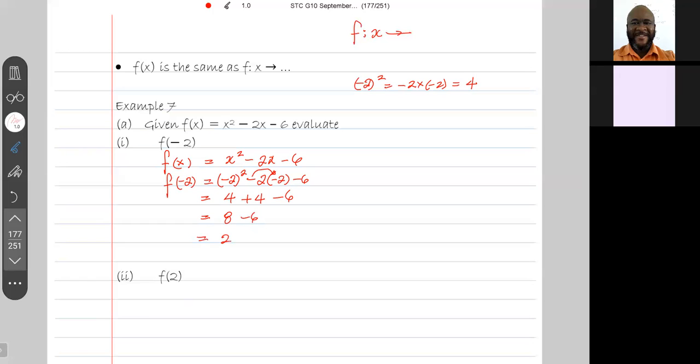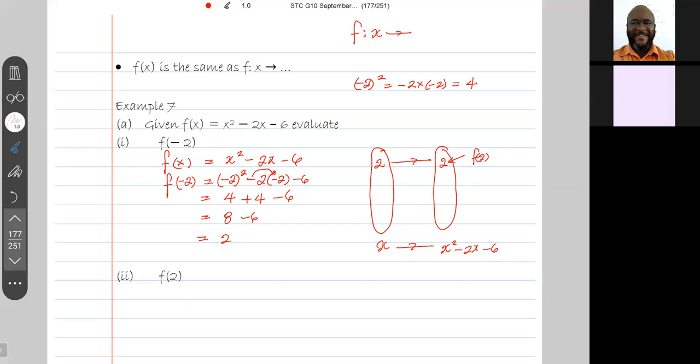So can I tell you literally what this is saying? If I represent this function as an arrow diagram, x over here would map to x squared minus 2x minus 6 over here. And if you have -2 here, it would map to 2. You understand? And this 2 here is actually f of -2. So that is all it is saying.